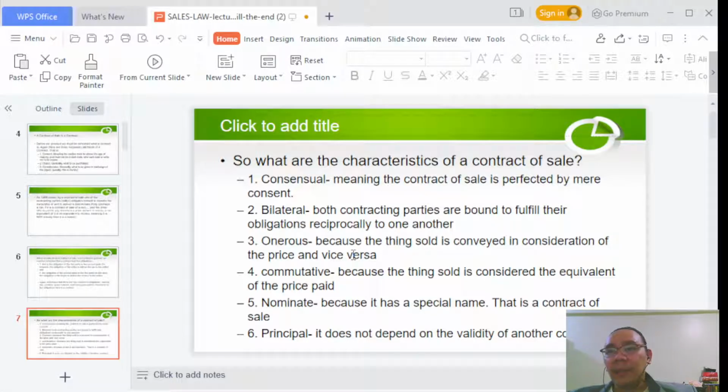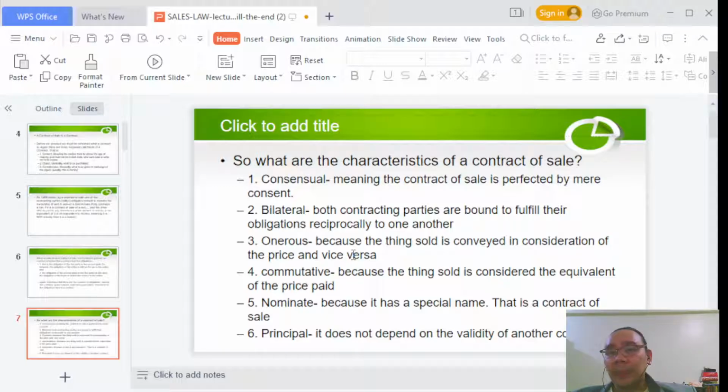So it may be consensual, meaning that the contract is perfected by mere consent. Now, what is perfection? Well, perfection means that the contract is born. So the moment na nagbigay kayo ng consent sa isa't isa tungkol dun sa kontrata ninyo, a contract is already born. Okay? So basta nagbigay kayo ng consent, pinanganak na yung kontrata. Okay? Basta nag-agree kayo, may kontrata na.